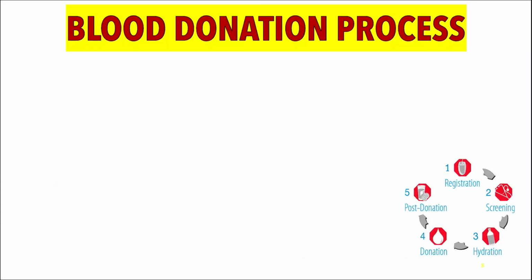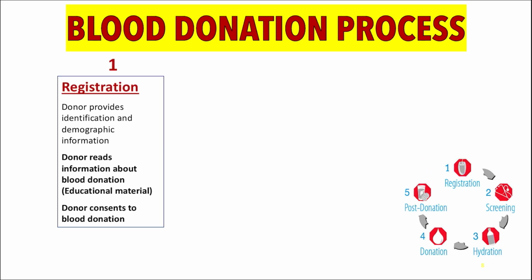Okay, so what are the processes for blood donation? So we have here a table and a flow chart. Of course, number one, there should be a registration. So registration. So what is happening there? The donor provides identification and demographic information. So of course, identification, so meaning to say the donor will bring his or her ID.